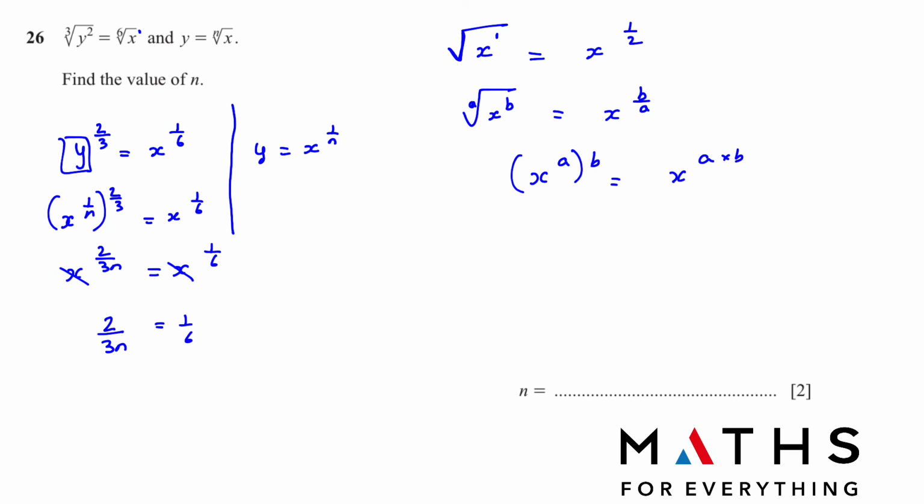Cross multiply. 2 multiplied by 6 will give us 12. 1 multiplied by 3n will give us 3n. We want to find n. This 3 is a multiply. Shift it to the other side, it will be a divide. So 12 divided by 3 is 4. So our n is 4.